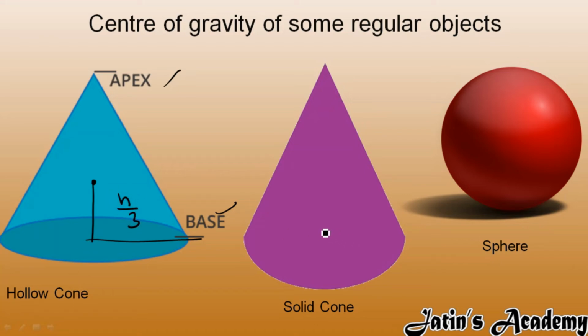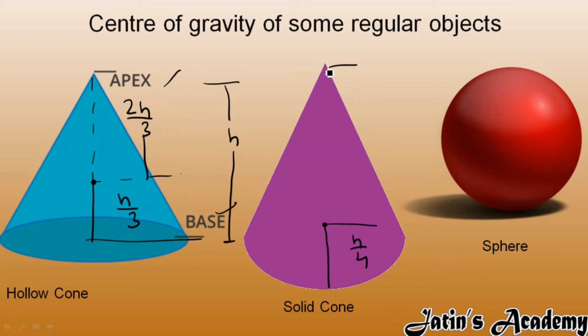And from the base for the solid cone, we have h by 4. It means that from the apex we also have to remember, subtracting it from h, we got from the apex center of gravity is 2h by 3, and here we got the center of gravity from the apex is 3h by 4. And last we have a sphere. Sphere, either a solid sphere or a hollow sphere, we got the center of gravity at the center of the body. So here are the centers of gravity of some regular objects.